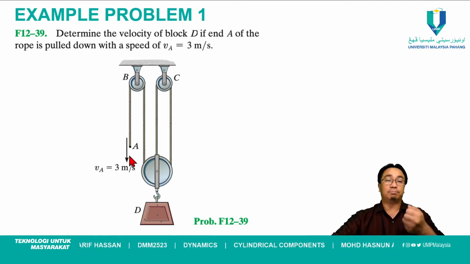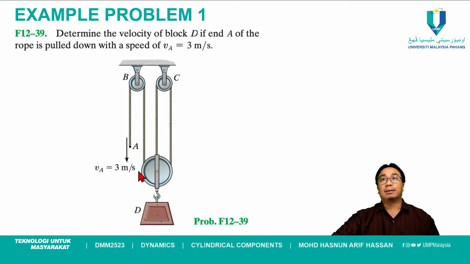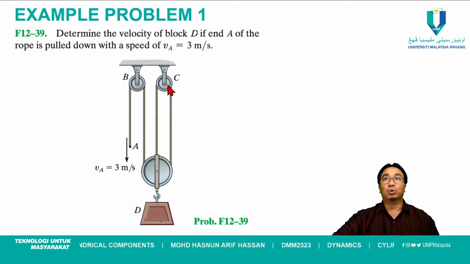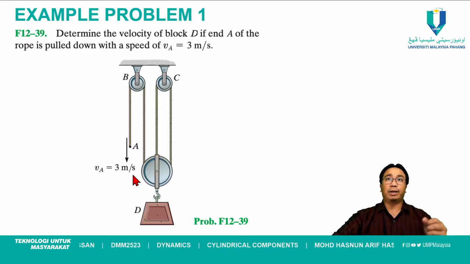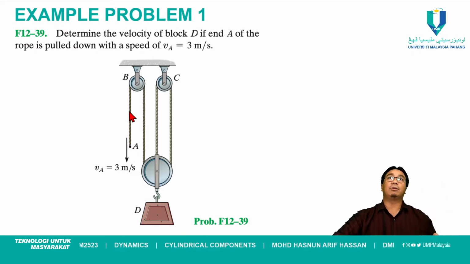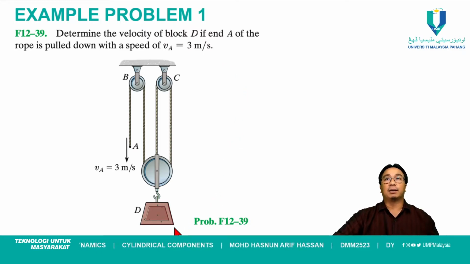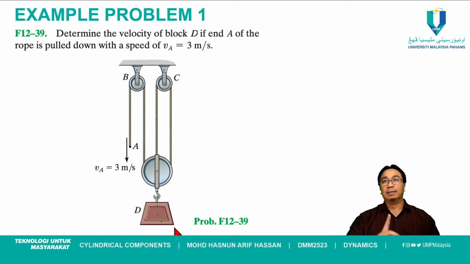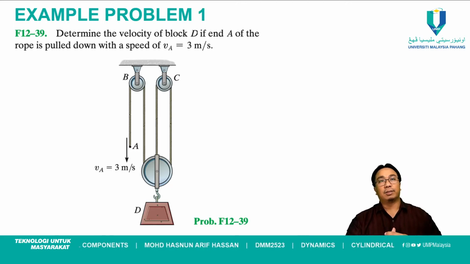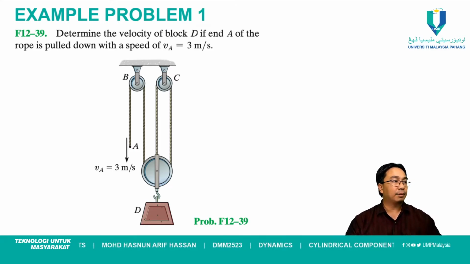So dia bagi velocity A ke bawah. Dan all of this is connected through a number of pulleys lah. Ada 2 puli kecil, ada 1 puli yang besar. Dan kita nak tahu what is the velocity of D if A is pulled down with a speed of 3 meter per second. Berapa velocity D naik ke atas? So that is the question.